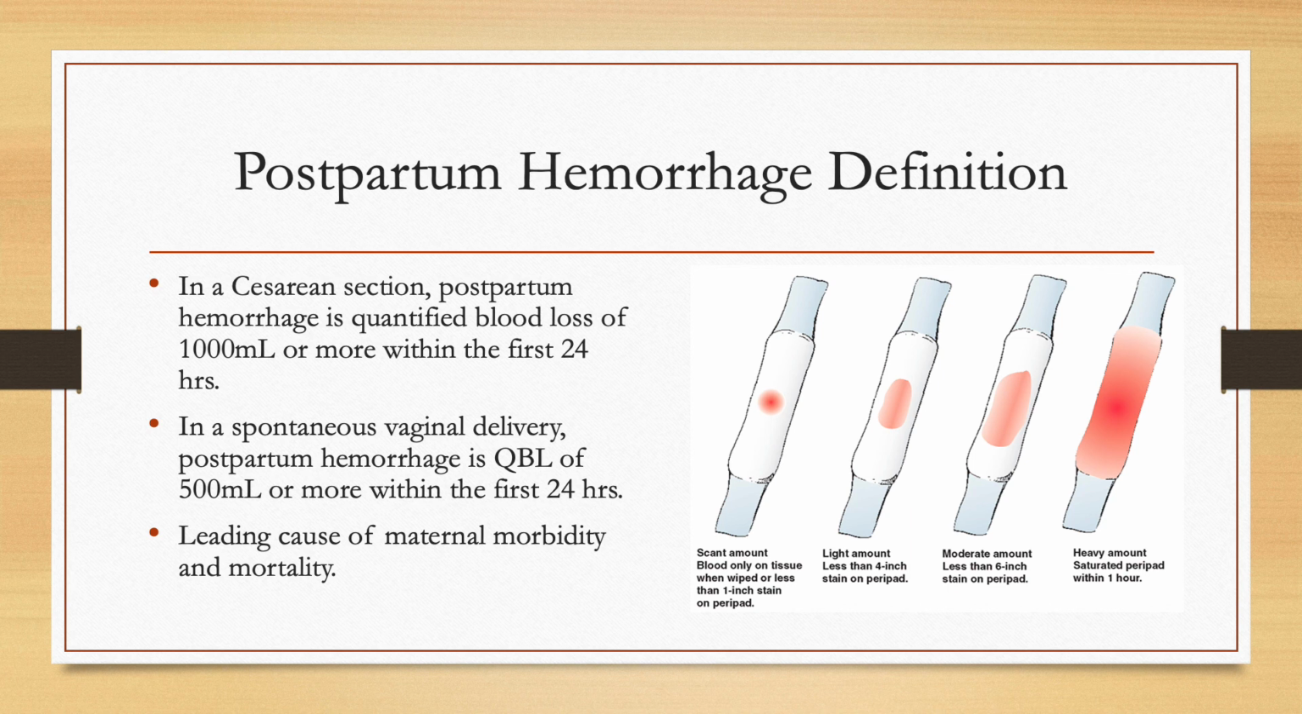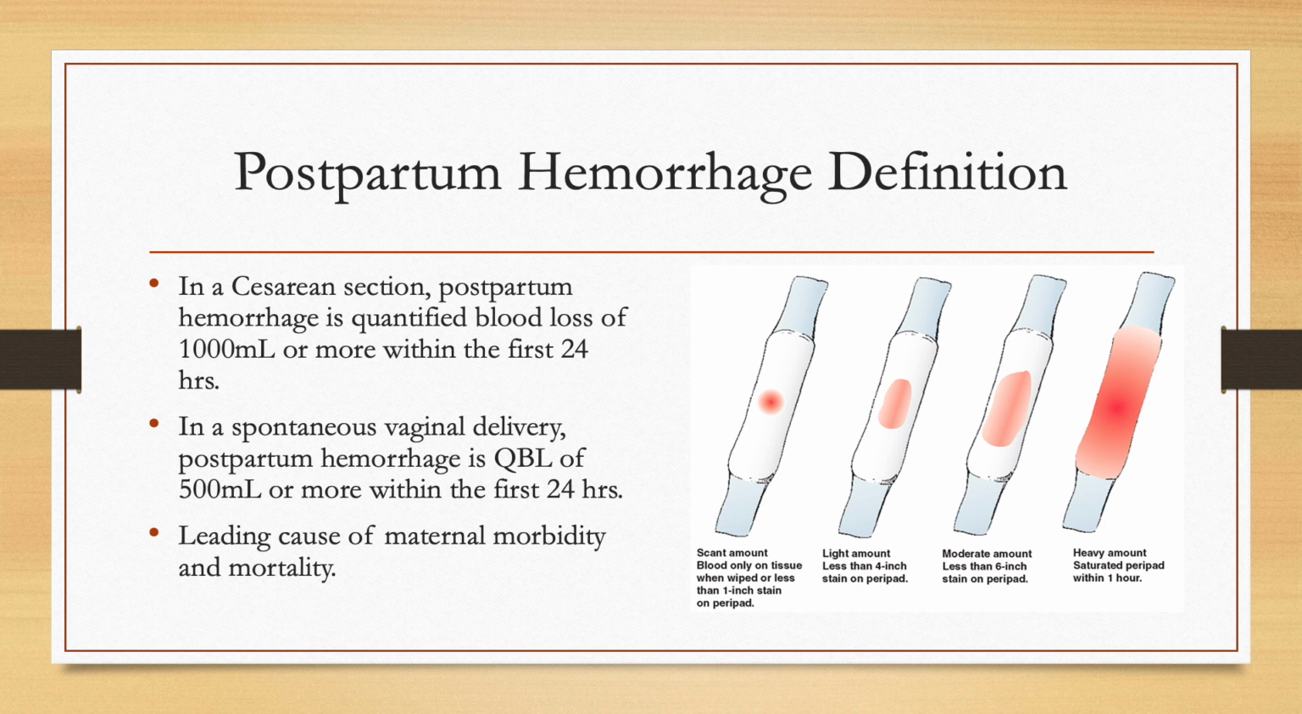Okay, so we need to make sure that we are doing interventions constantly. We know that we are supposed to be assessing the uterus every 15 minutes during that first hour, the second hour every 30 minutes, and then after that every 4 hours. During the first 24 hours, we should be assessing. After the first 24 hours, we can assess every shift. But the most important thing is that you educate your patients. Why? They're going to be your partners in preventing a hemorrhage.